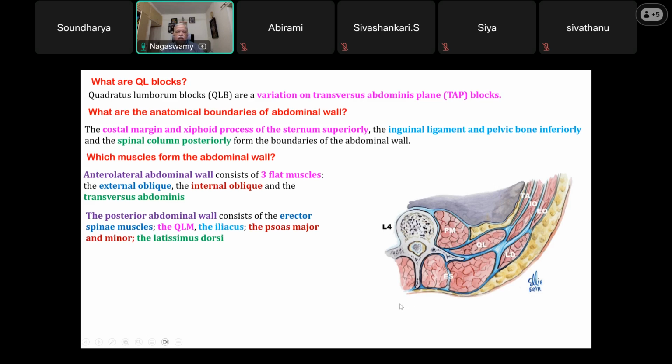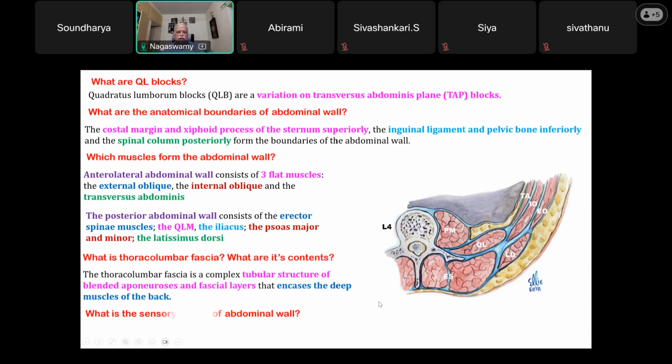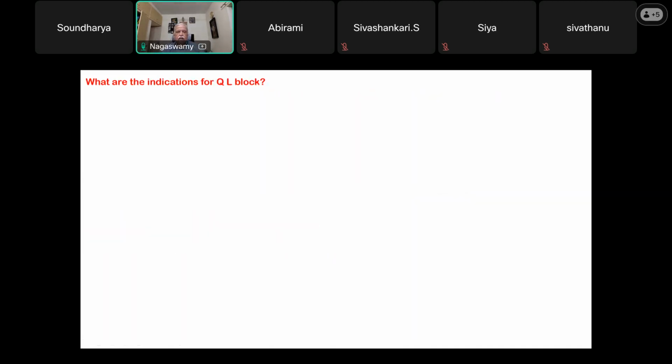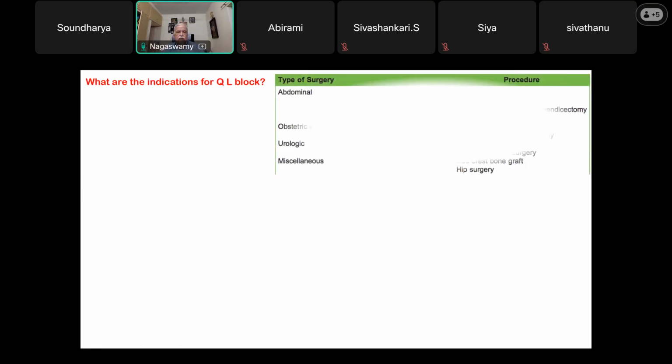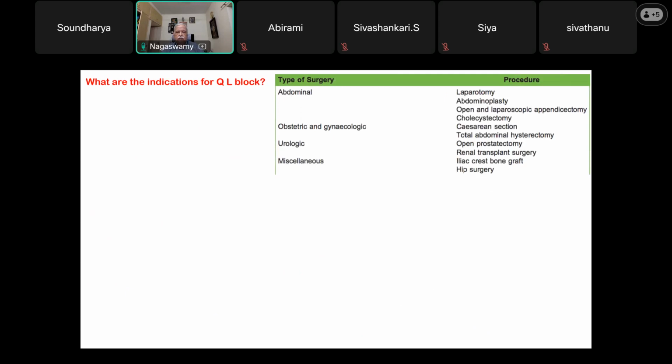So that forms the shamrock sign, and it is a thoracolumbar fascia and tubular structure where the drug will be centered, and the sensory nerve supply is between T7 to L1. And by injecting a large volume, you are allowing the drug to spread and block the levels from T7 to L1. It is mainly an adjuvant block.